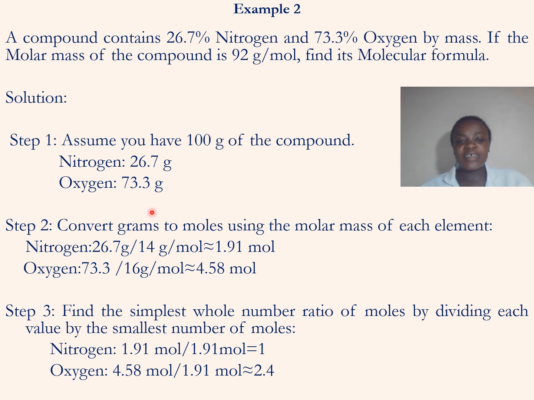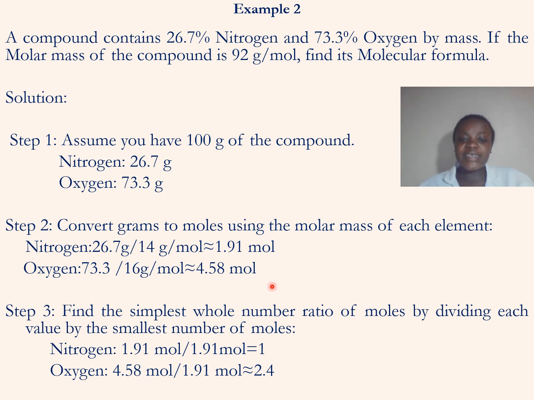Then for oxygen, its mass is 73.3 grams divided by 16 grams per mole, that is the molar mass, which will give us approximately 4.58 moles. So we have the moles of nitrogen and that of oxygen. We move to step number 3. Step number 3 is usually to find the simplest whole number ratio of moles. And how do we do this? By dividing each value by the smallest number of moles.